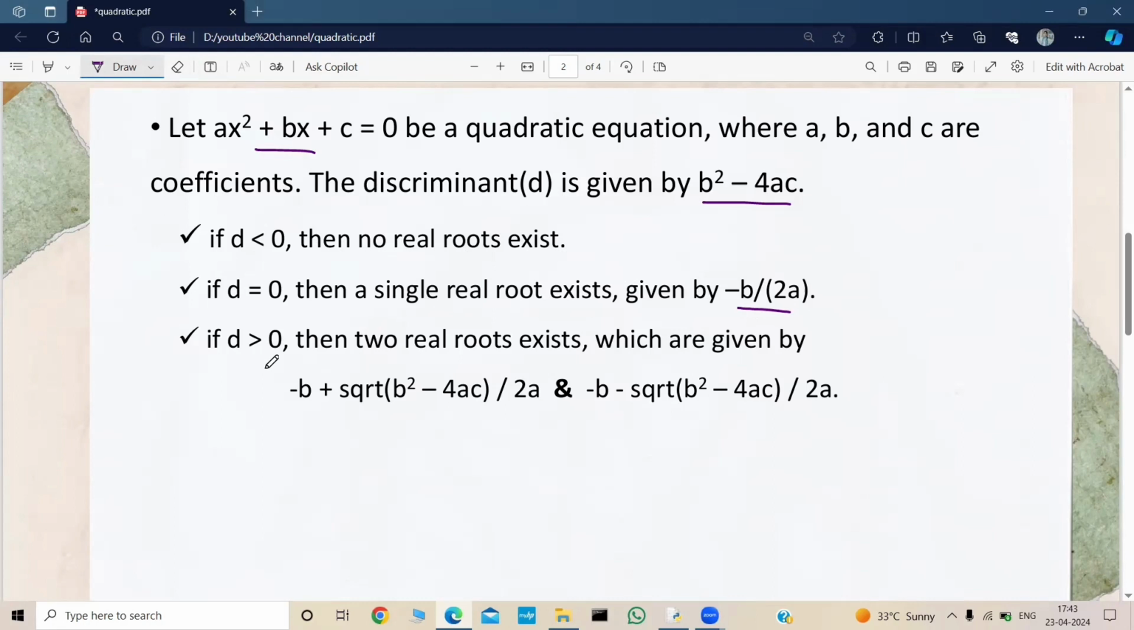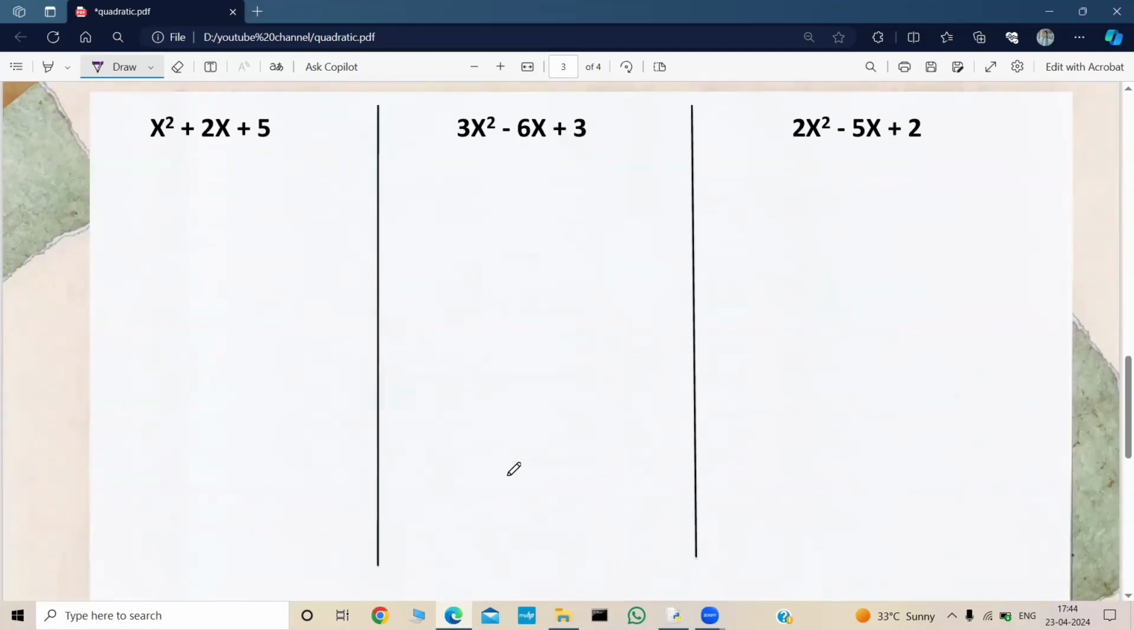If d is greater than 0, meaning d is positive, then two real roots exist, which are given by (-b + √(b² - 4ac))/2a and (-b - √(b² - 4ac))/2a. So these are the formulas that we were taught in our schooling, right? Okay, let's understand this concept with some examples.